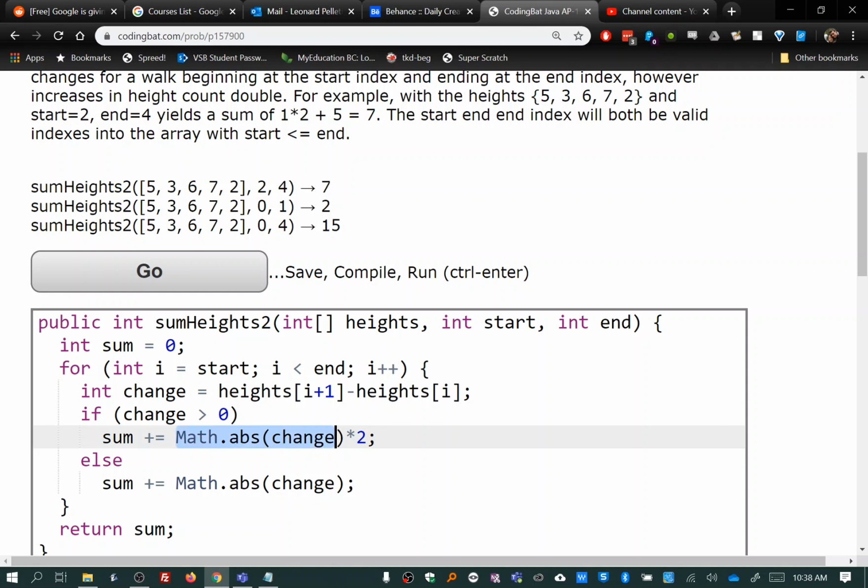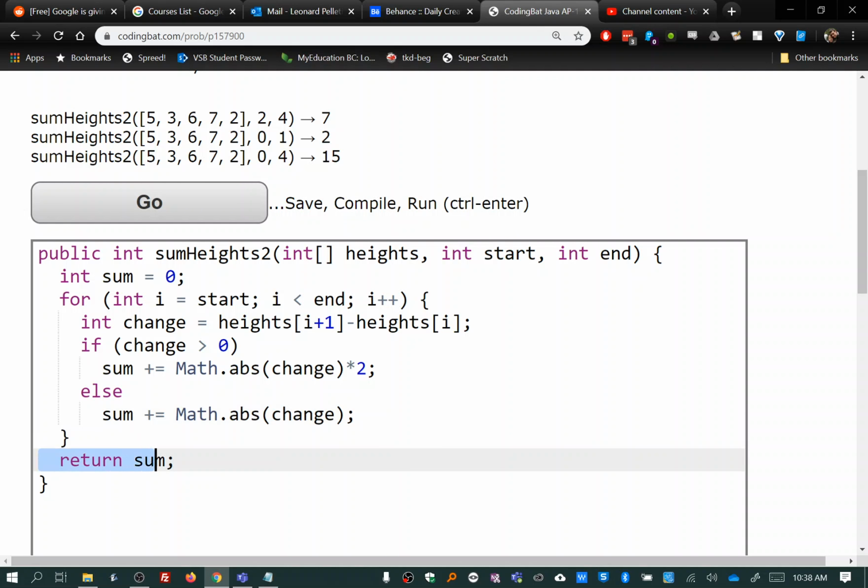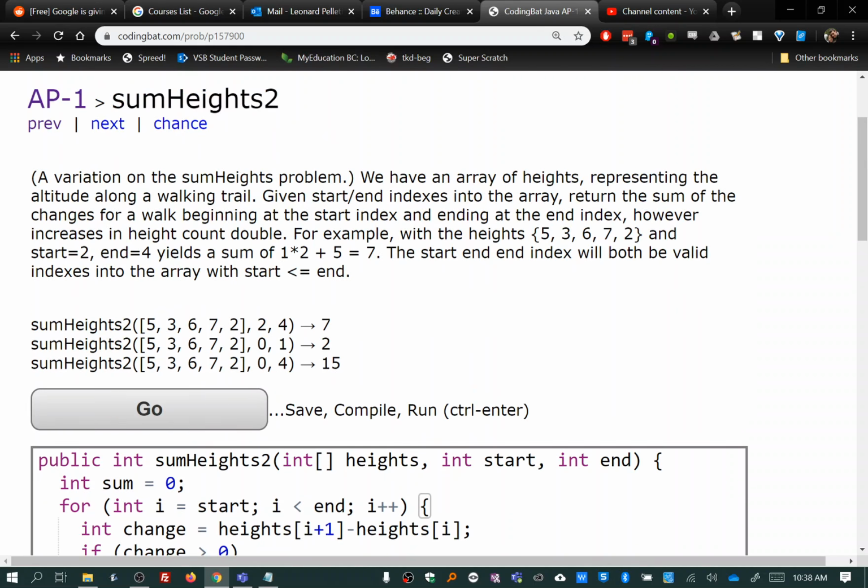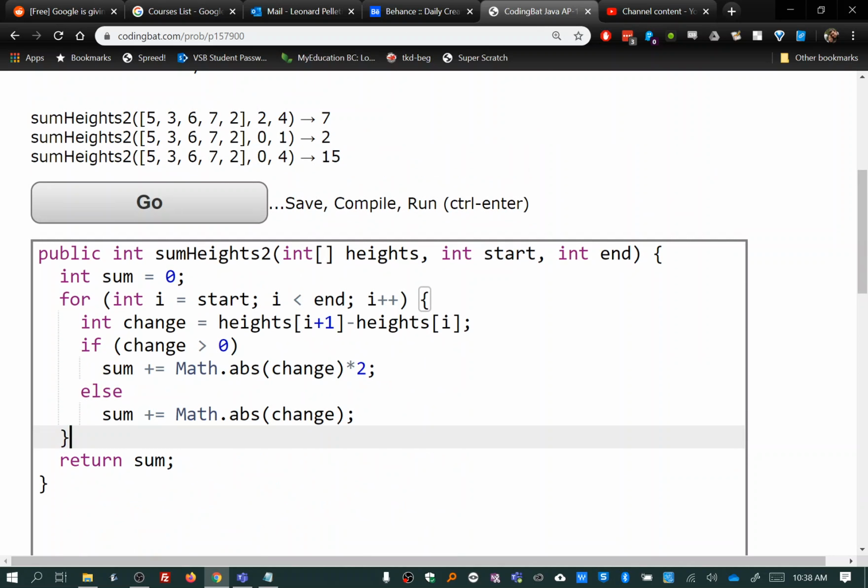So we do double it because that's what the question is asking us to do. And the else clause is, I guess it was either 0, so who cares? We're gonna add 0, or it was a negative number. So if it was negative, I'm still gonna take the absolute value, but I don't double it because that's what the question asked me to do. It's this arbitrary rule. And there you go. I returned the sum at the end. So very similar to sumHeights, but with that little tricky thing in there. So that's the way you solve it.